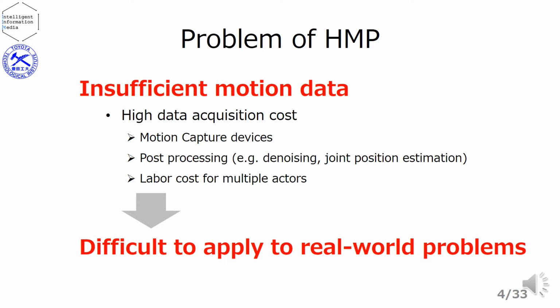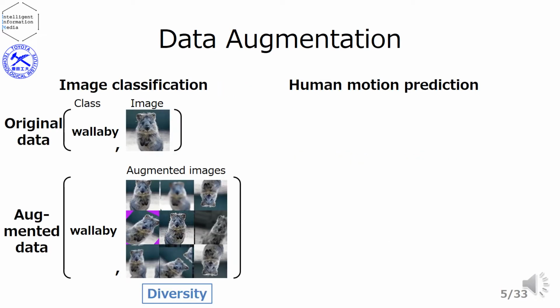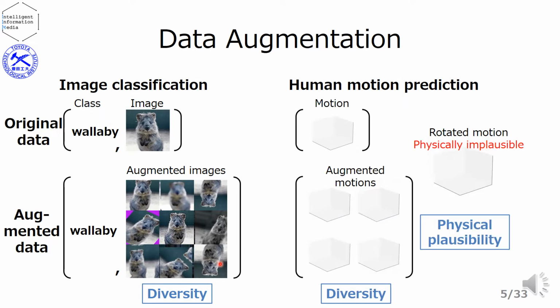In spite of the potential applications, currently possible applications are limited because of insufficient motion data for training. This insufficiency is due to high data acquisition cost. Data augmentation is commonly used. For image-related tasks, we can easily generate diverse realistic data just by simple geometric and photometric deformations, such as rotation and contrast change. However, for motion data augmentation, such simple geometric deformations may generate unrealistic motion, as shown here.